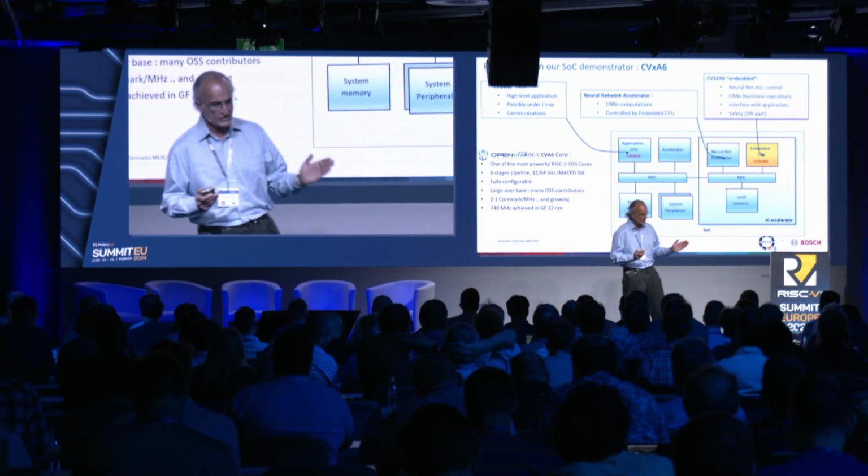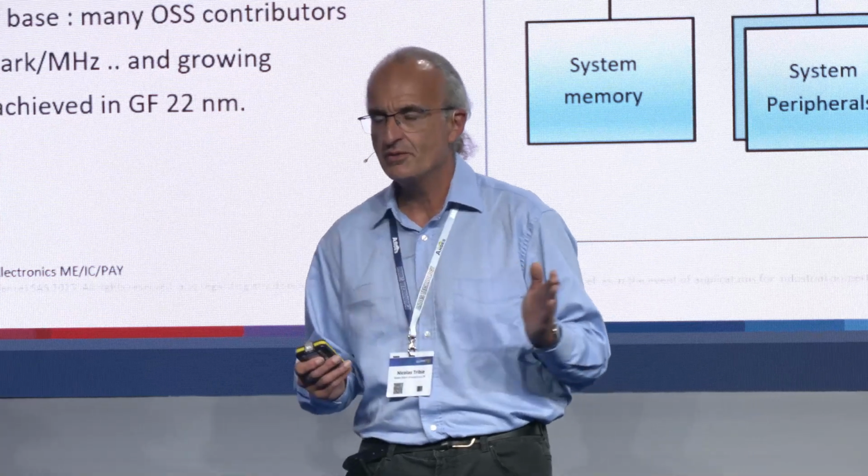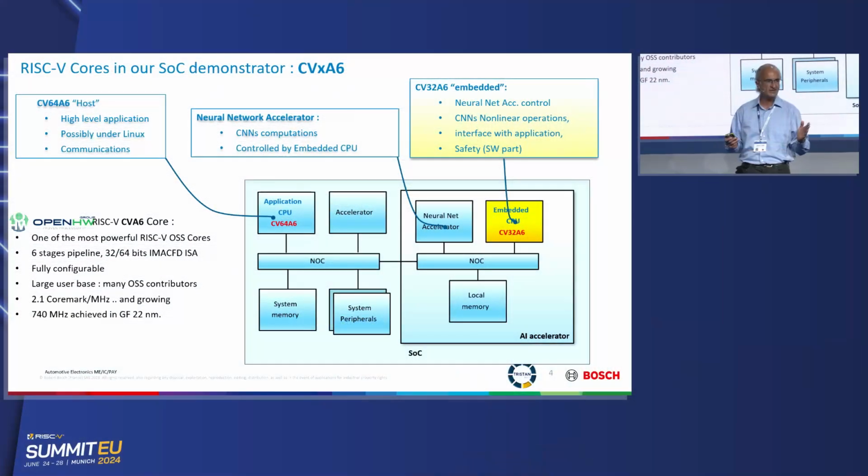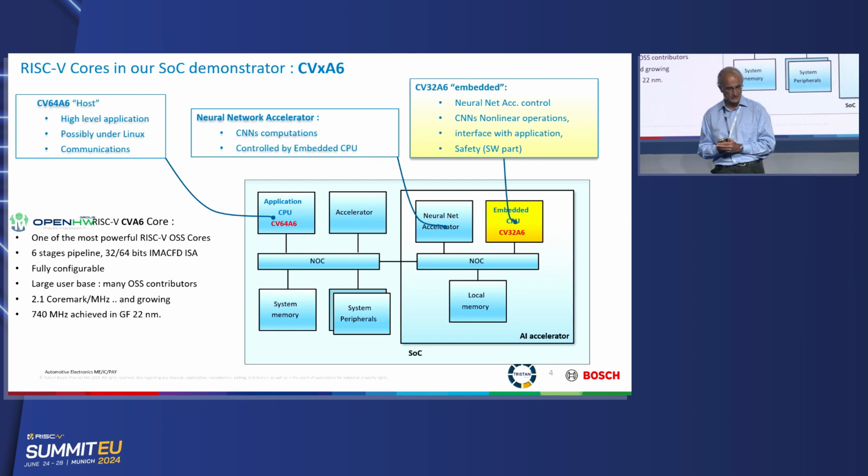One is the application one. It's a 64-bit, full Linux capable. This is a native CVA6. We have a neural network accelerator. This is a proprietary design made by Bosch Research and adapted in Bosch France. And we have also an embedded version of the CVA6, which is a 32-bit. And this is the one we are focusing on today.